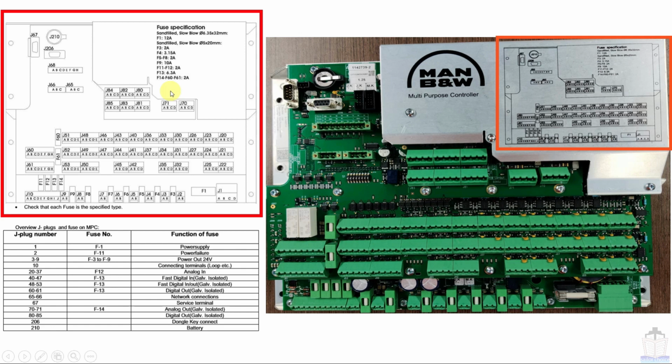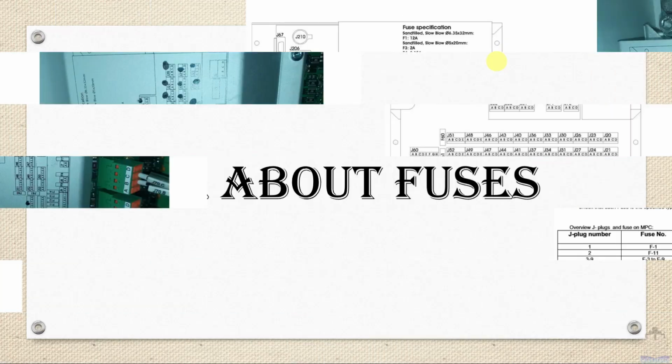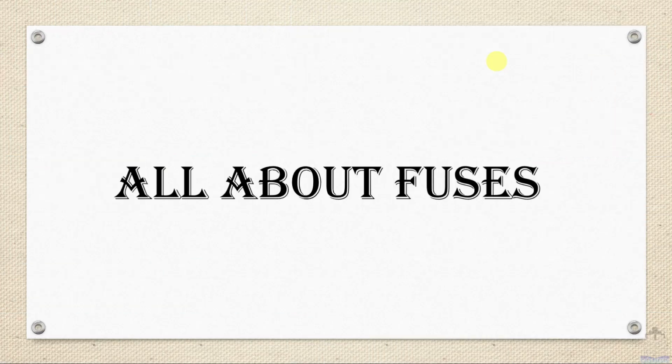And other function of this specification plate is that it is used for the marking. So you can see here that marking have been done. So the marking is done before swapping or changing the MPC, so that you should not do mistake. Now we are going to next topic, that is all about fuses.